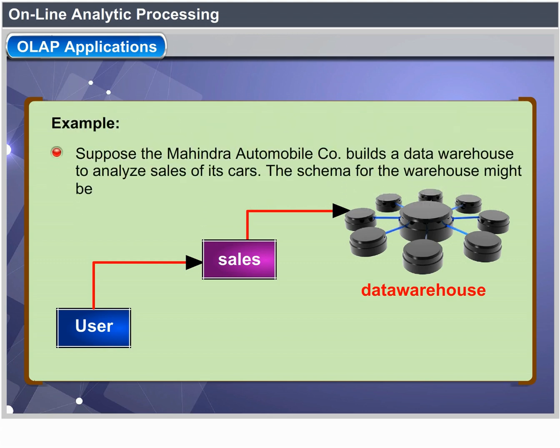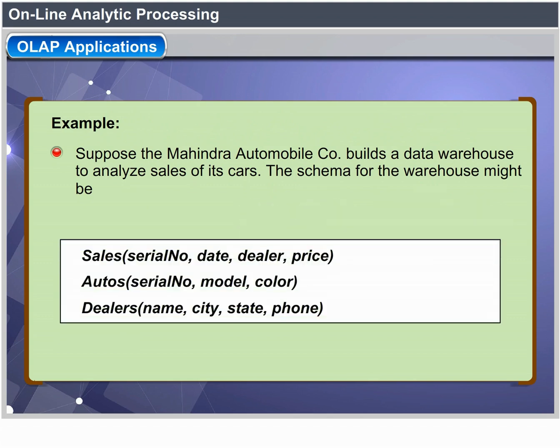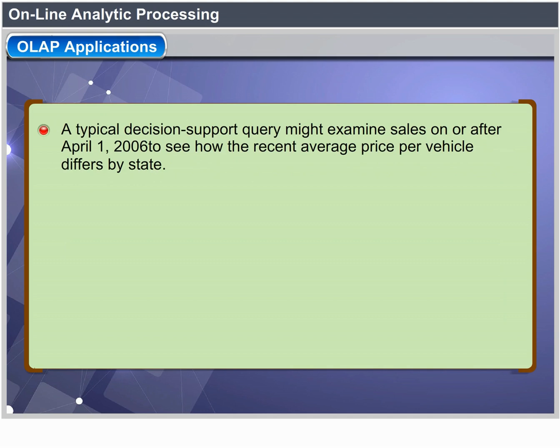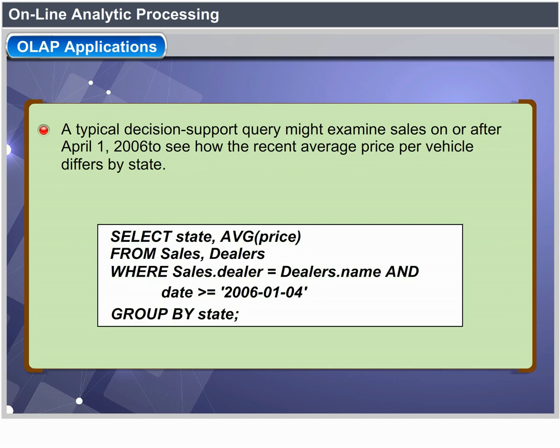Hardwork Automobile Co. builds a data warehouse to analyze sales of its cars. The schema for the warehouse might be: a typical decision support query might examine sales on or after April 1, 2006 to see how the recent average price per vehicle varies by state.